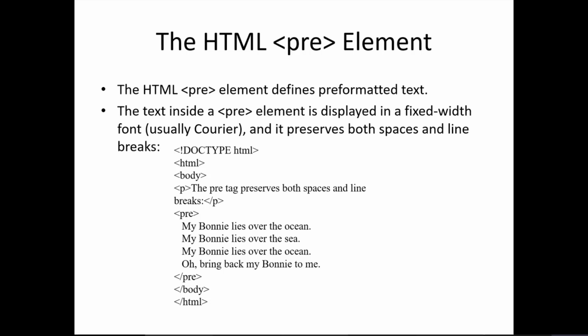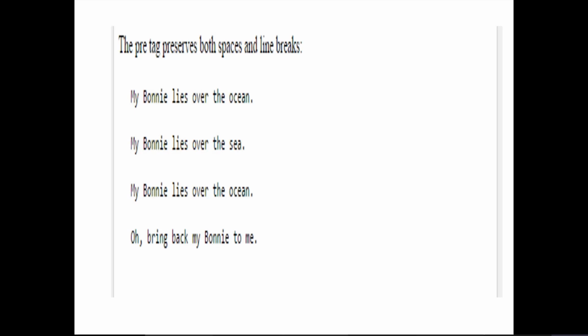And then the ending of the pre-formatted text, the ending of the pre tag, then the ending of the body, and then the ending of the HTML tag. So this is what the output of the program is. The pre tag preserves both spaces and line breaks that appear in a single line.